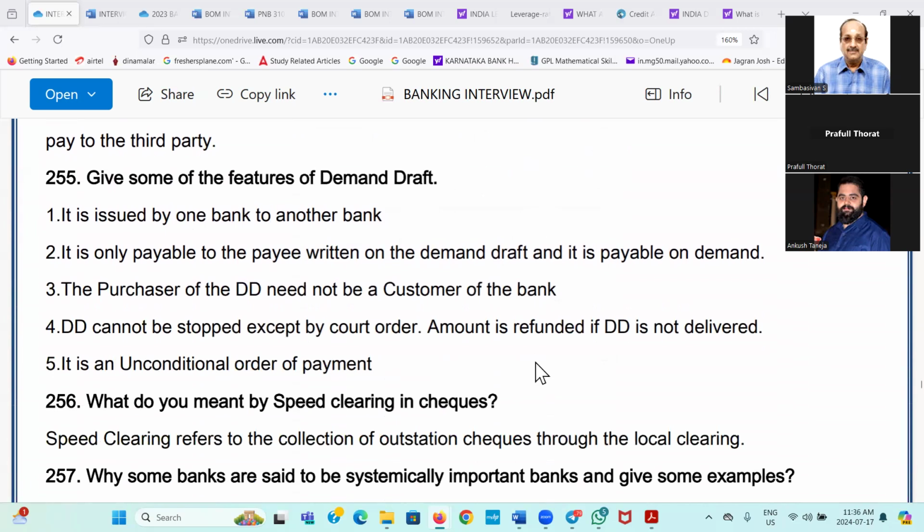255. Give some of the features of demand draft. Number one, it is used by one bank to another bank. Number two, it is only payable to the payee written on the demand draft and it is payable on demand. Number three, the purchaser of the DD need not be a customer of the bank. Number four, DD cannot be stopped except by the court order. Amount is refunded if DD is not delivered. Number five, it is an unconditional order of payment.